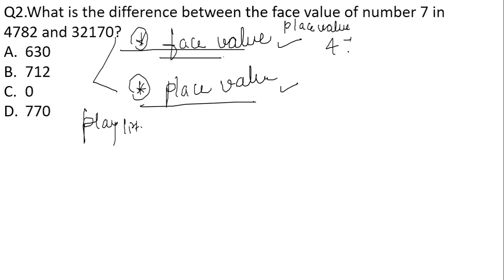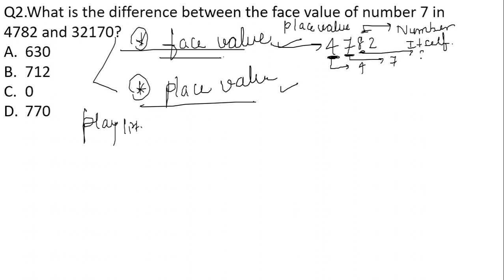For the given number 4782, if you are considering any of the numbers, the face value is the number itself. What does it mean that the face value is the number itself? It means that for 4, the face value is 4. For 7, the face value is 7. For 8, the face value is 8. And for 2, the face value is 2.